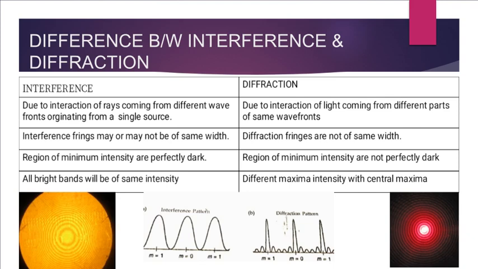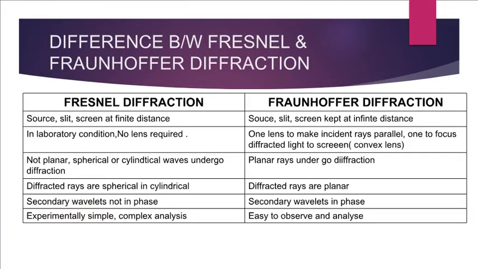On the other hand, diffraction is the result of interaction of light coming from different parts of the same wavefront. The diffraction pattern we get consists of alternate dark and bright fringes of varying intensity with a central maximum. Diffraction fringes may not be of the same width. The patterns and plot showing intensity variations are given. We have two types of diffraction, namely Fresnel and Fraunhofer diffraction.